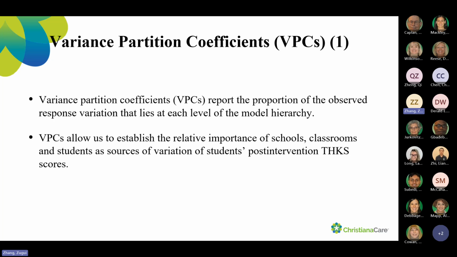Like before, we can see the variation, how many percentage due to the first level, how many percentage due to the second level. And for the three levels, we can see the variation percentage due to the first level, due to the second level, and due to the third level, due to students, due to classroom, and due to school. So the variance partition coefficient allows us to estimate the relative importance of schools, classrooms, and students as sources of variation of students' post-intervention science scores.